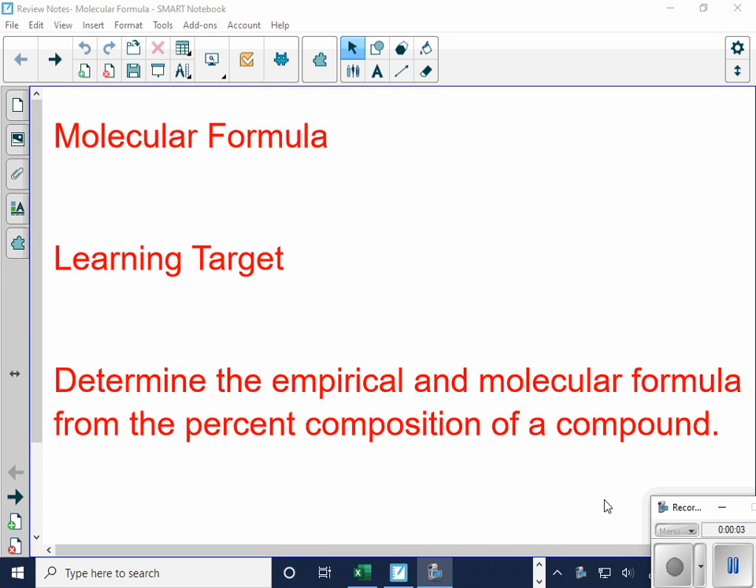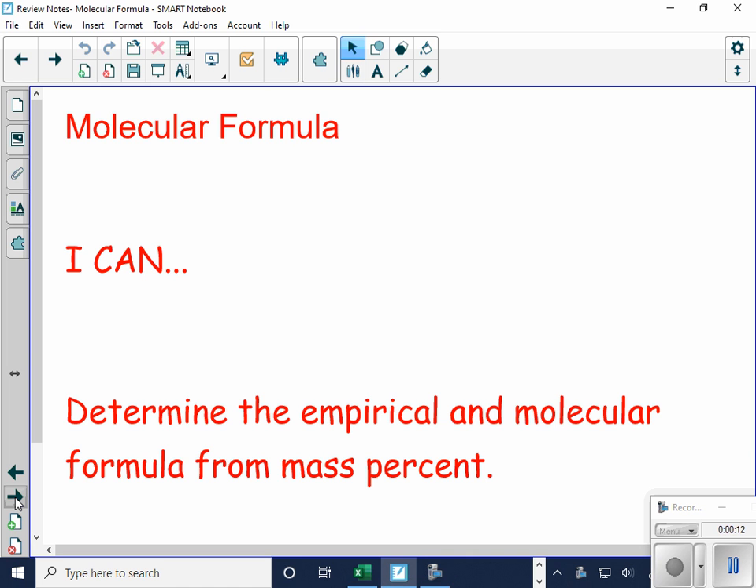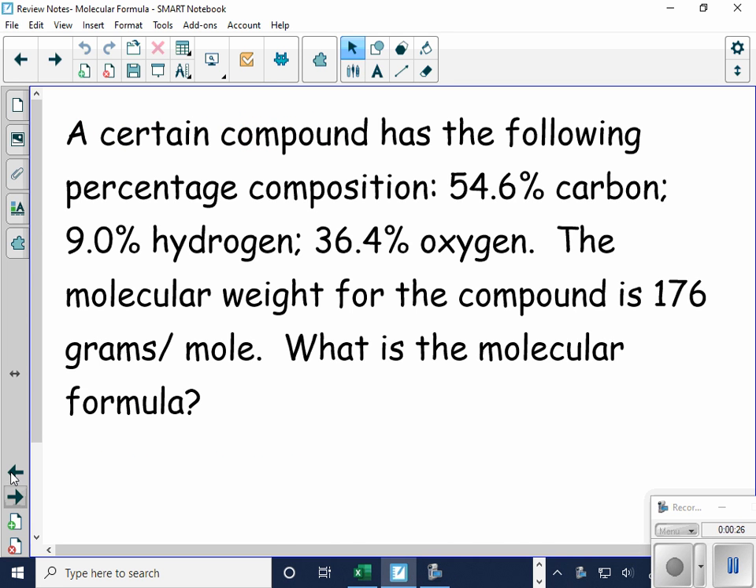Our learning target here is to determine the empirical and molecular formula from the percent composition of a compound. And today, the success criteria is just like yesterday, to find empirical and molecular formula from the mass percent. Okay?